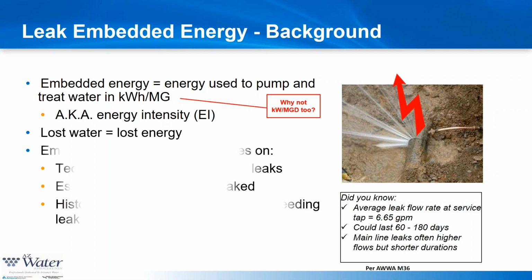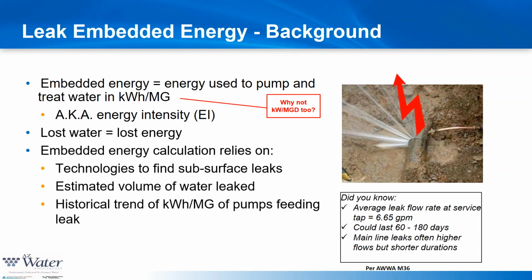Lost water is lost energy and relies on technologies to find the leaks, estimated volume of the leaking water, and historical trend of kWh per million gallons a day. And a little fun fact here from AWWA M36 is that an average service line leak flows about 6.6 gallons a minute and could last anywhere from 60 to 100 days. Mainline breaks are obviously a little bit higher in flow and shorter in duration because they tend to surface quicker.